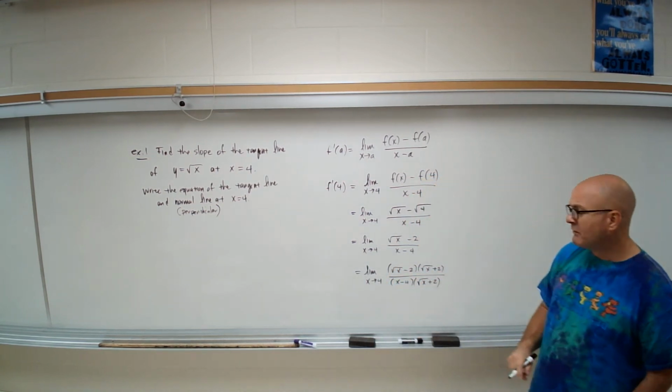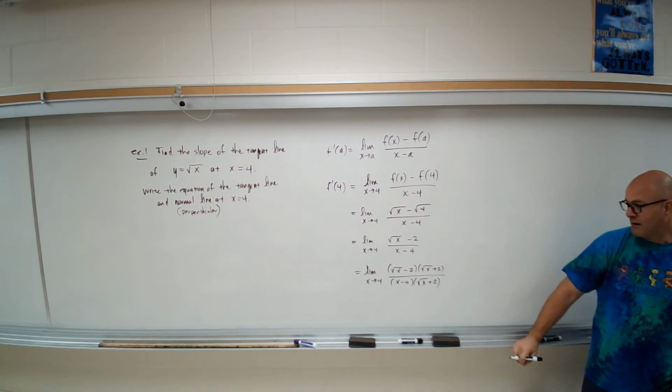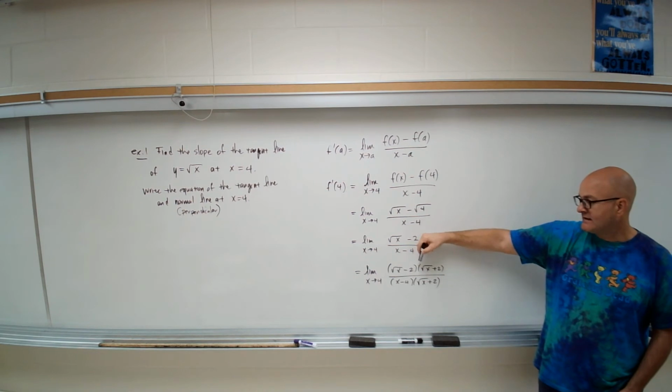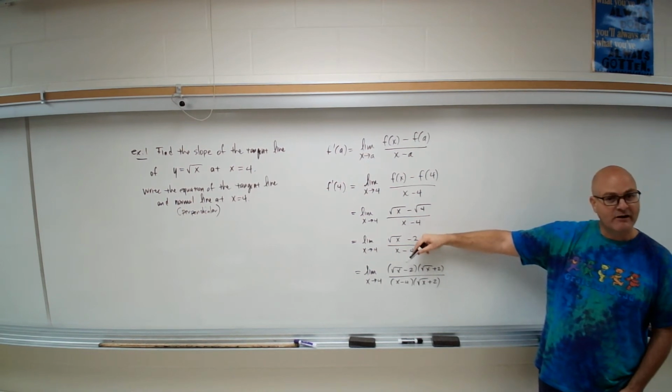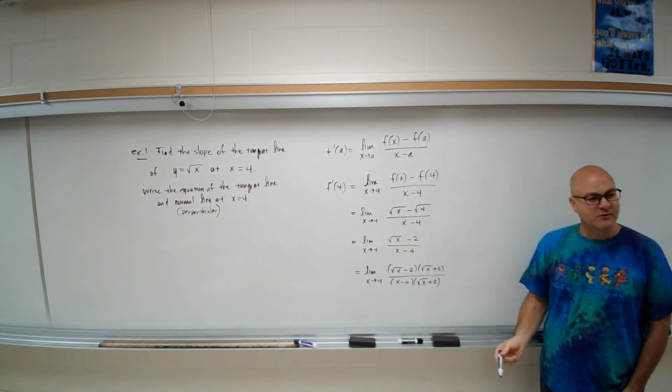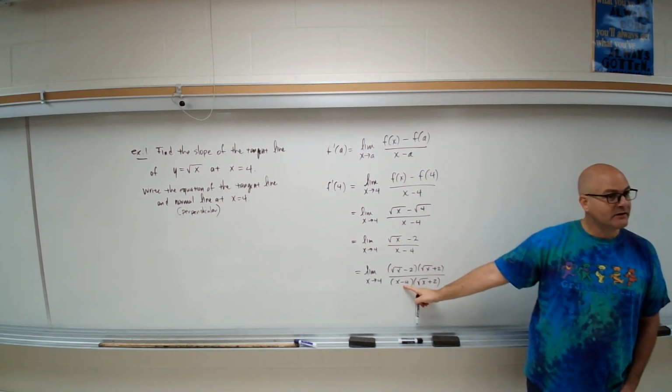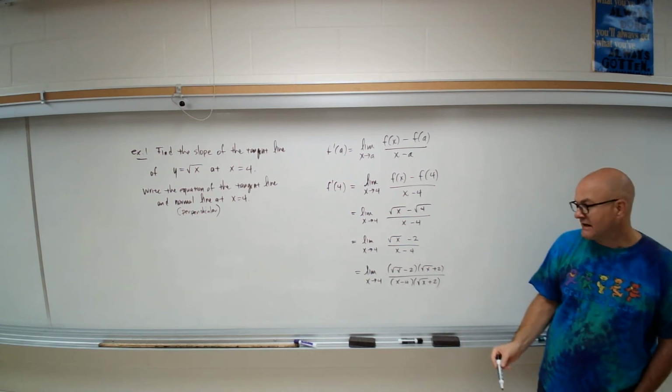Right, I just multiplied the top and the bottom by the square root of x plus 2. Again, it creates that difference of 2 squares pattern in the numerator. Remember, don't distribute the denominator. This thing should cancel out. That's what's going to happen here. So let's see if that happens.